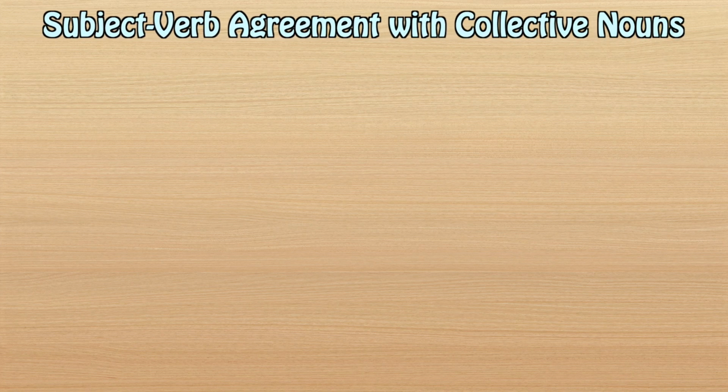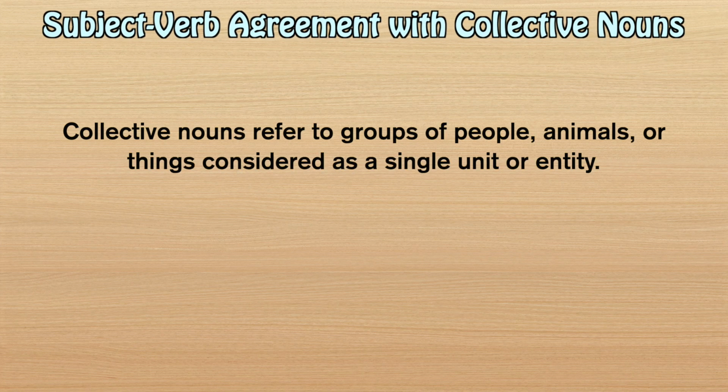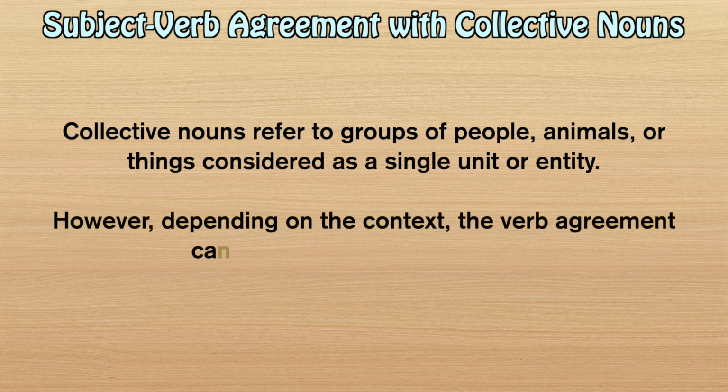Subject-verb agreement with collective nouns. Collective nouns refer to groups of people, animals, or things considered as a single unit or entity. However, depending on the context, the verb agreement can be either singular or plural.